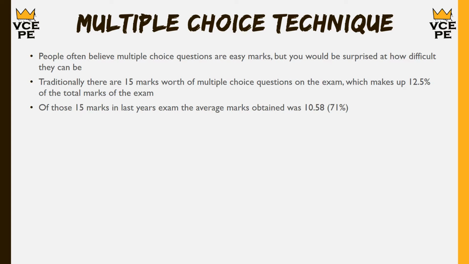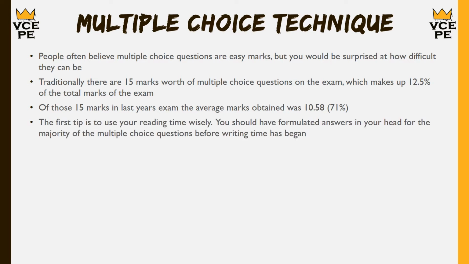Of the 15 marks that were available in last year's exam, and last year's exam obviously is slightly different because it's a new study design this year, but it is the latest data that we have, the average mark from those 15 possible answers was 10.58. So when you look at percentages, people were getting 71% in multiple choice answers. Now, that's pretty good, but obviously today we're going to try to give you some advice on how to improve that 71% and get yourself off to the greatest start possible in your VCE exam this year.